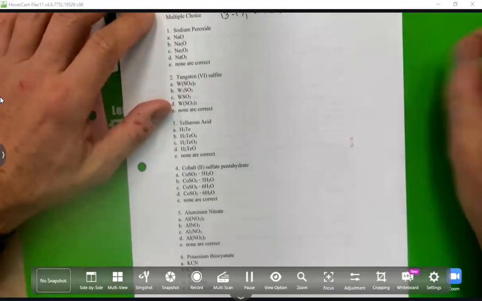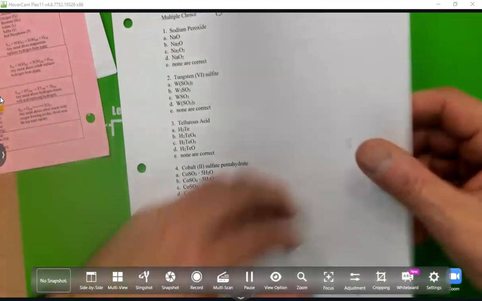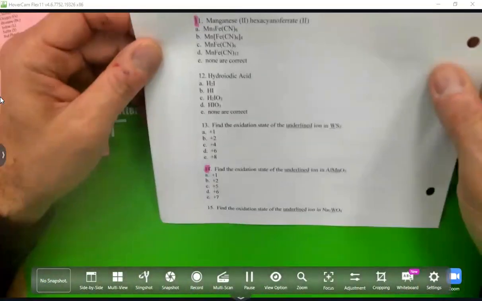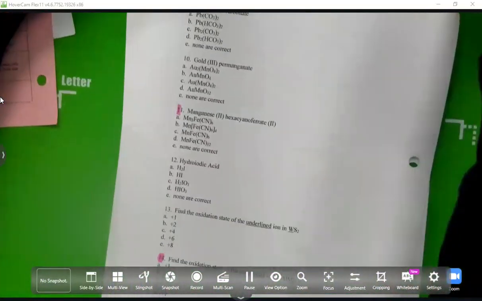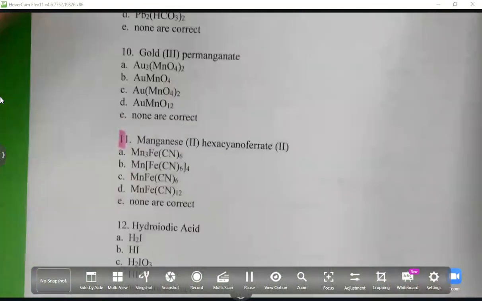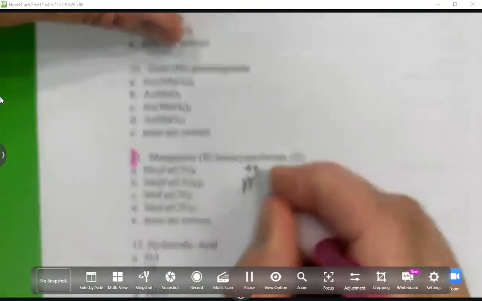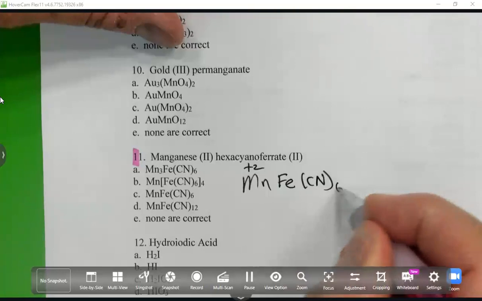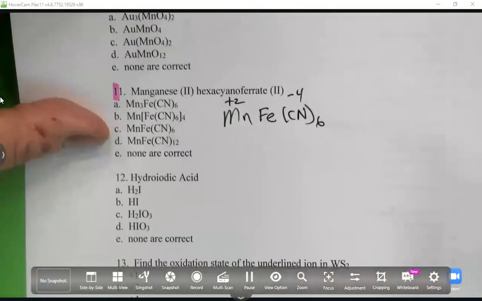All right, we're gonna get started here. I'm assuming that 11 is from the formulas of compounds quiz, so here we go. 11, manganese 2, hexacyanoferrate 2. Manganese 2 is Mn plus 2, hexacyanoferrate is Fe(CN)6. That is actually a -4 charge.